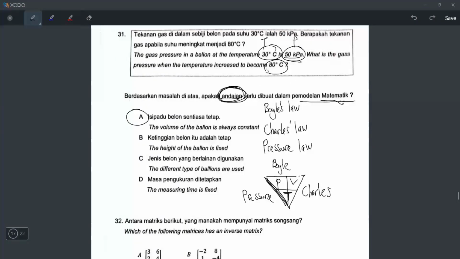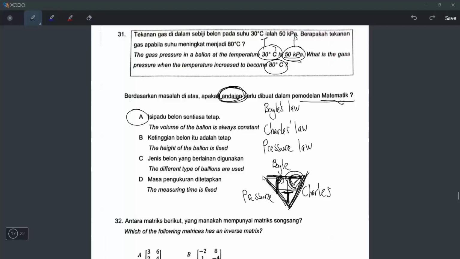Okay. And I believe that the pressure law states that P and T, the pressure will be directly proportional to the temperature if the volume is constant. Okay. But what about Boyle's law? If Boyle's law, it will be inversely proportional. So pressure will be inversely proportional to V if T is constant, but the temperature has to remain the same. But what about Charles' law? Charles' law is about volume and temperature, but then the pressure has to be constant.